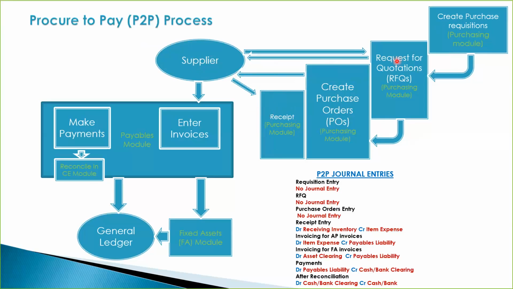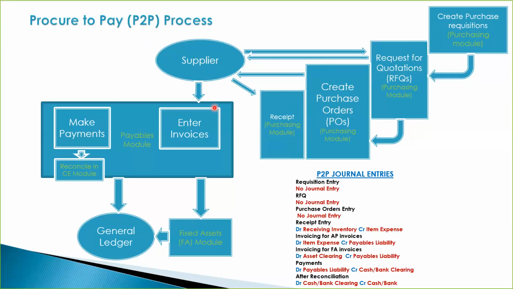All these processes, the creation of the requisitions, the creation of RFQs, the creation of the purchase orders, and the actual receipt of the item, are done in the purchasing module within the Oracle EBS system. The purchase requisitions, the RFQs, the purchase orders or POs, and the receipt of the item are done within the purchasing module.